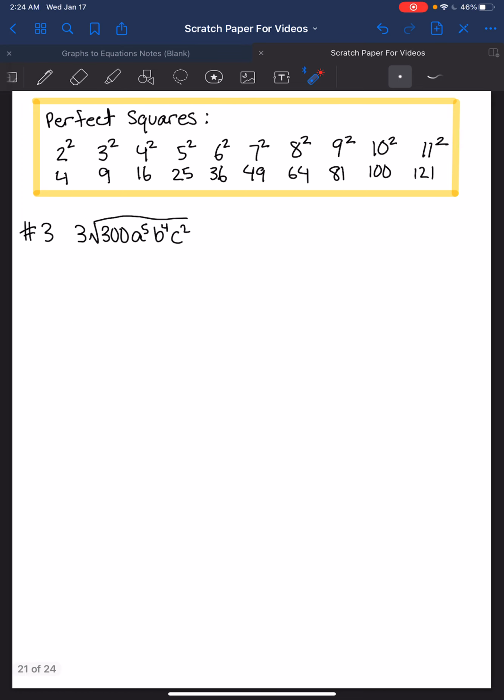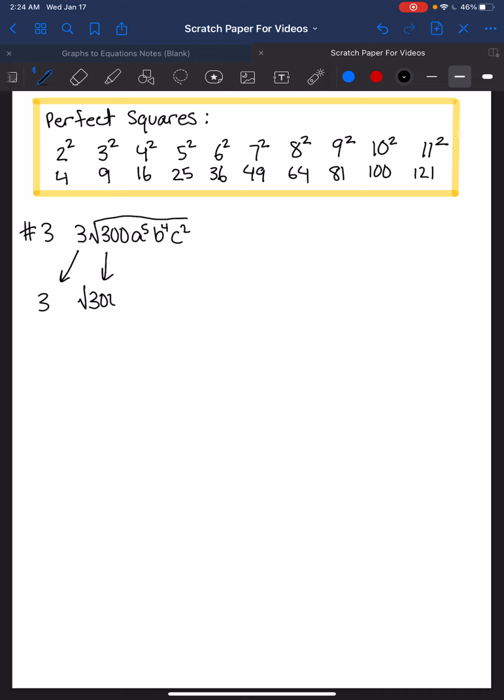All right, we'll do another one of those. Here we have 3, square root of 300, a to the 5th, b to the 4th, c squared. Again, let's just separate all of that into its individual pieces. 3 is just going to kind of hang out. There's nothing to do here with it.